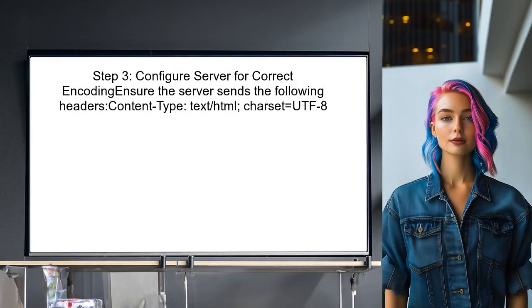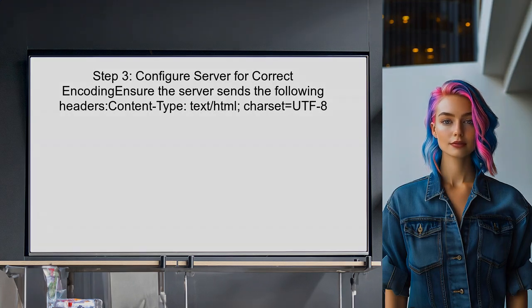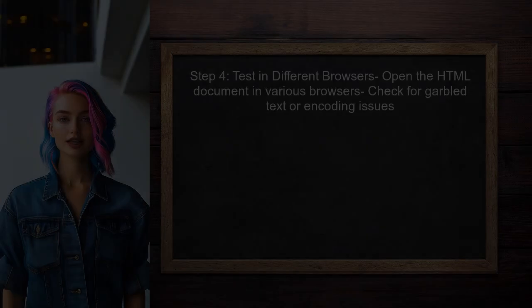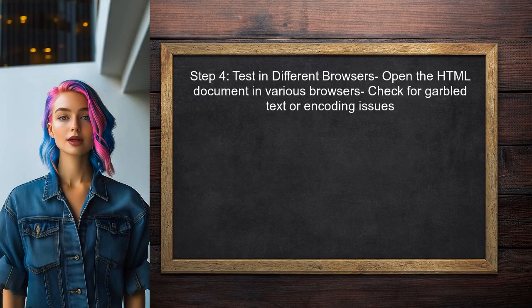Additionally, if the user is serving the HTML document through a web server, they should ensure that the server is configured to send the correct content type and character encoding in the HTTP headers. Finally, the user can test the HTML document in different browsers to confirm that the character encoding is working correctly and that the text displays as intended.